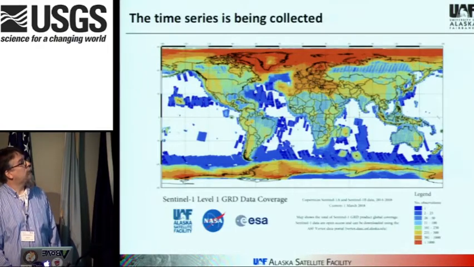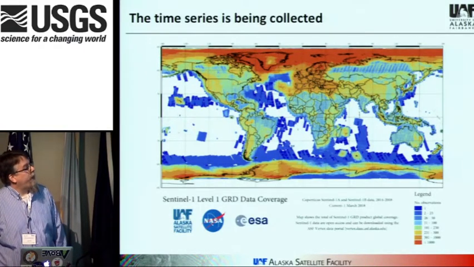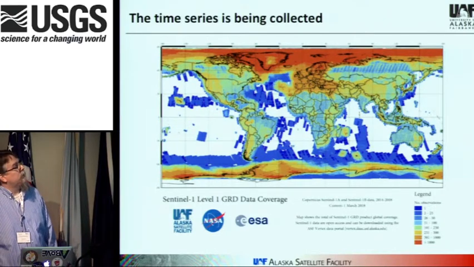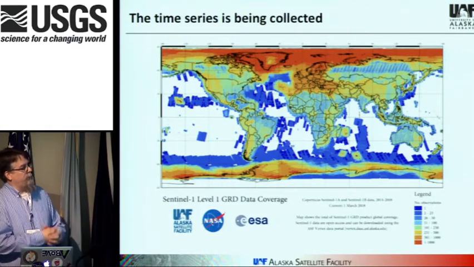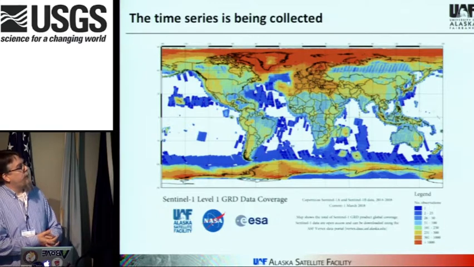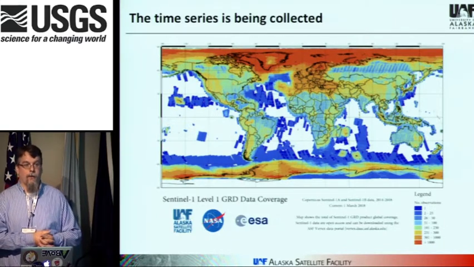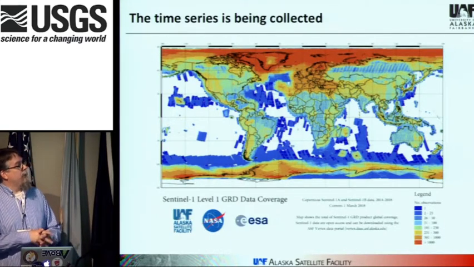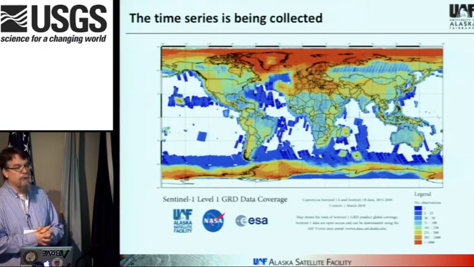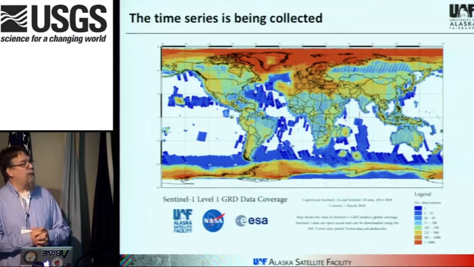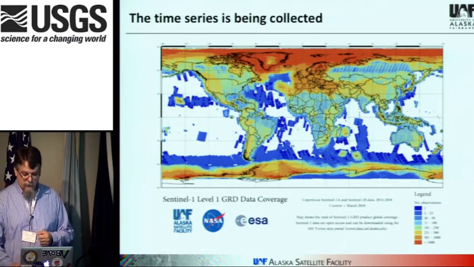If we look at the whole planet, this is the archive effectively at this point in time for the entire planet. You can see many areas have been imaged thousands of times, but for the most part, every landmass on Earth has been imaged hundreds of times at this point, allowing us to get this kind of deeper time series.